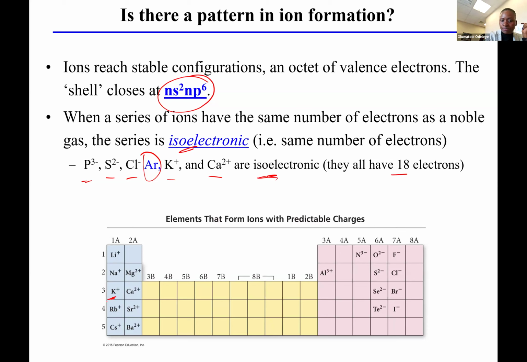So for example, potassium has 19 electrons by itself, but when it loses an electron, it becomes 18. Calcium usually has 20, it loses 2 to become 18. Sulfur has 16, it gains 2 to become 18. Chlorine has 17, it gains 1 to become 18, and argon would be right there.